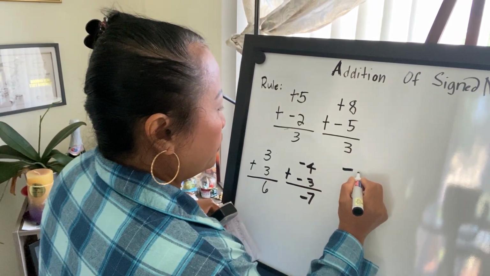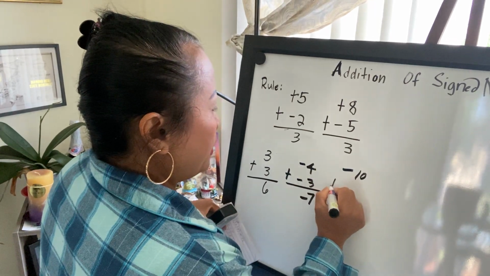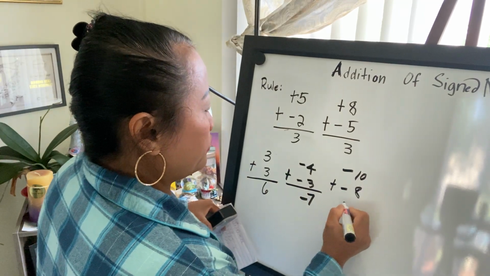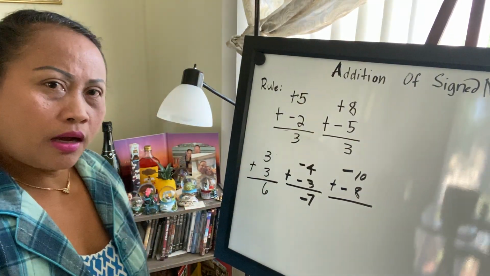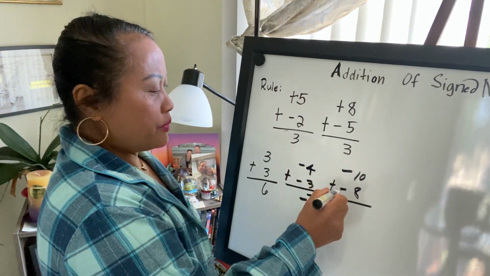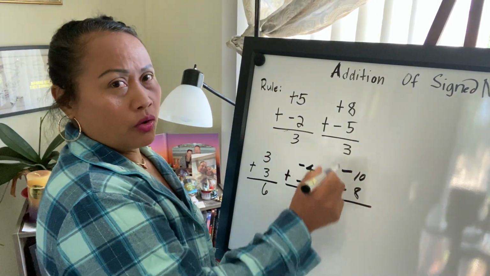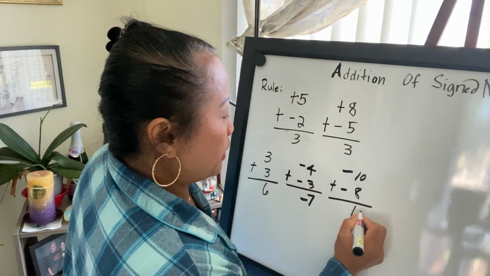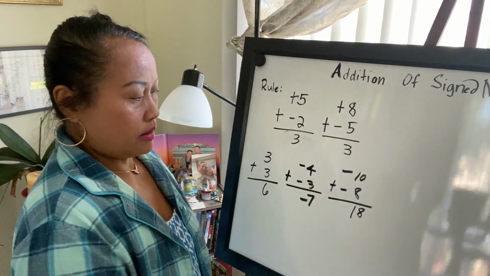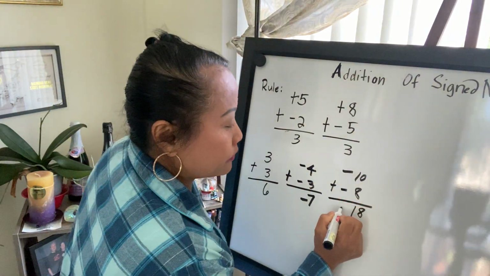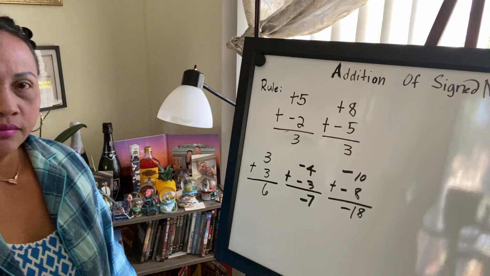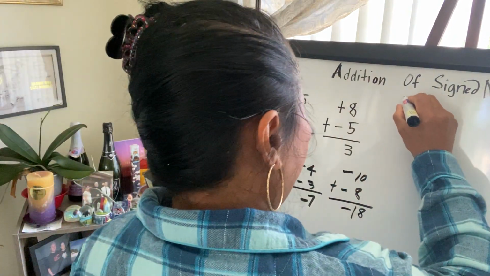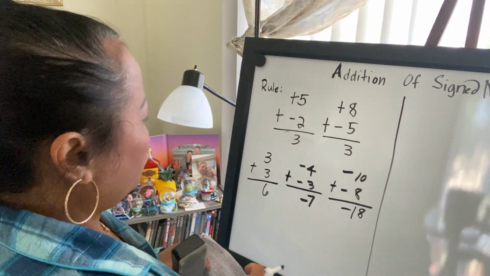Negative 10 plus negative 8. So now, since they have the same sign, we have to add. The answer is 10 plus 8 equals 18. And then bring down the common sign. Okay? So, I'll give you another example here.